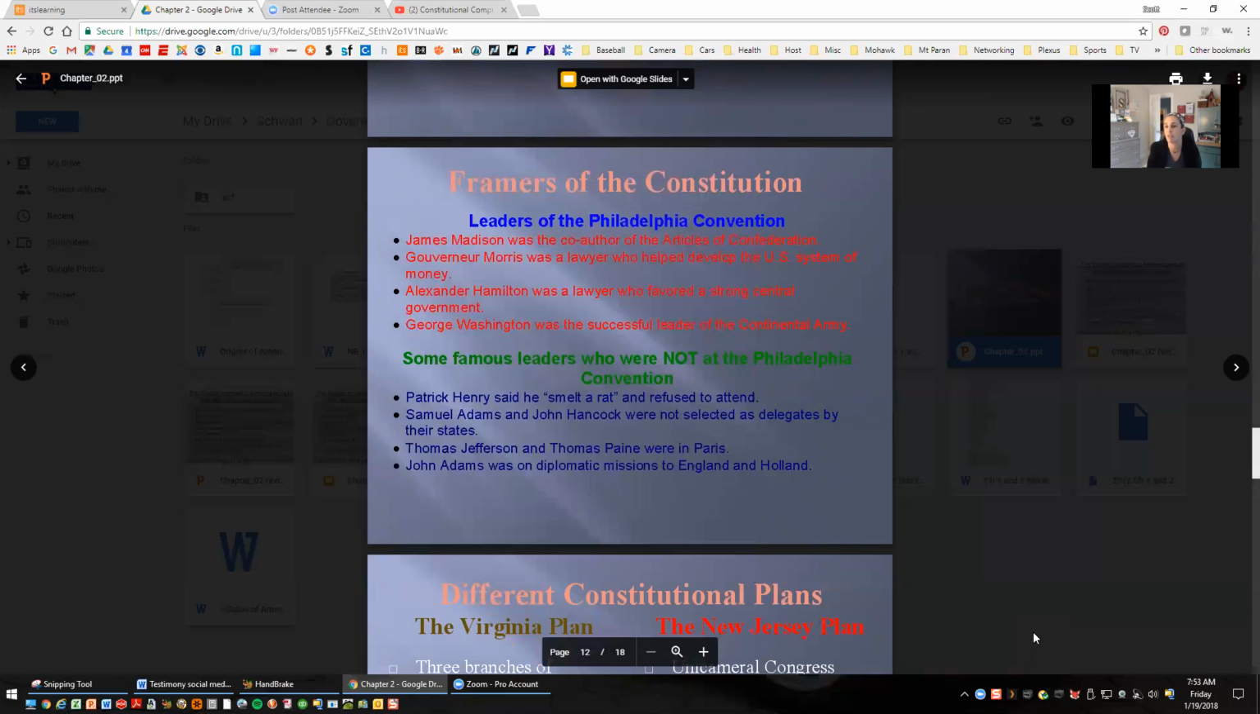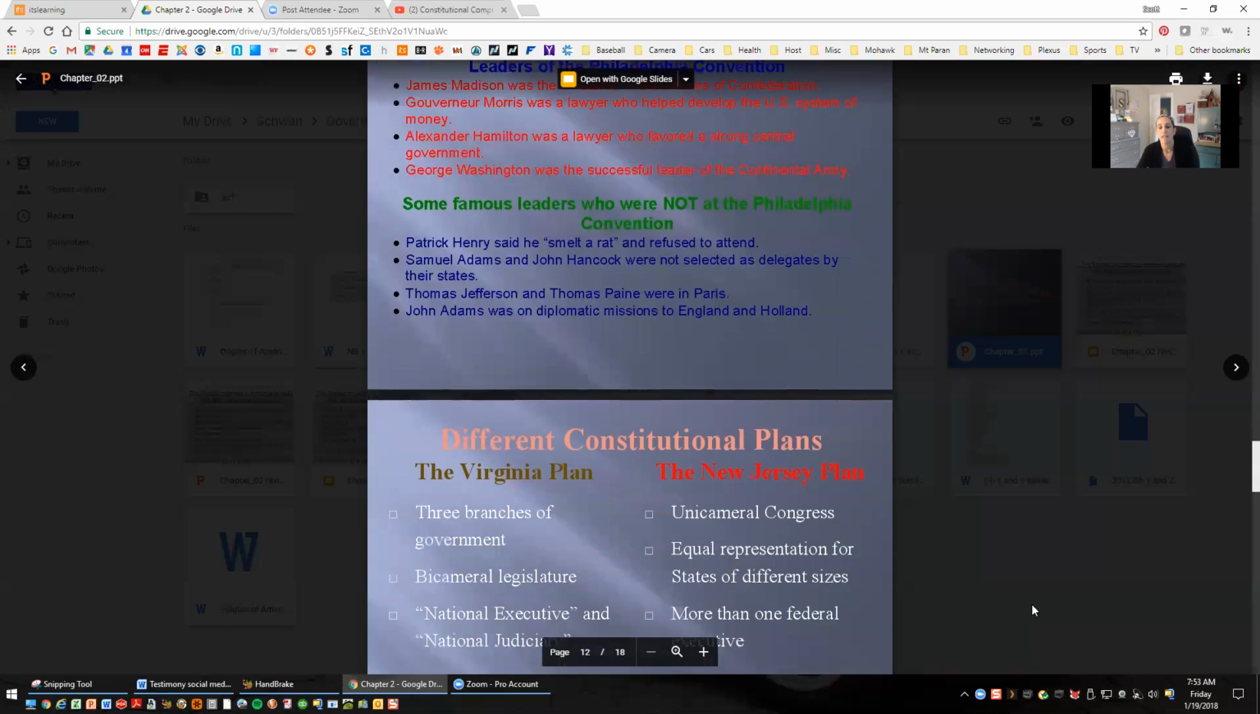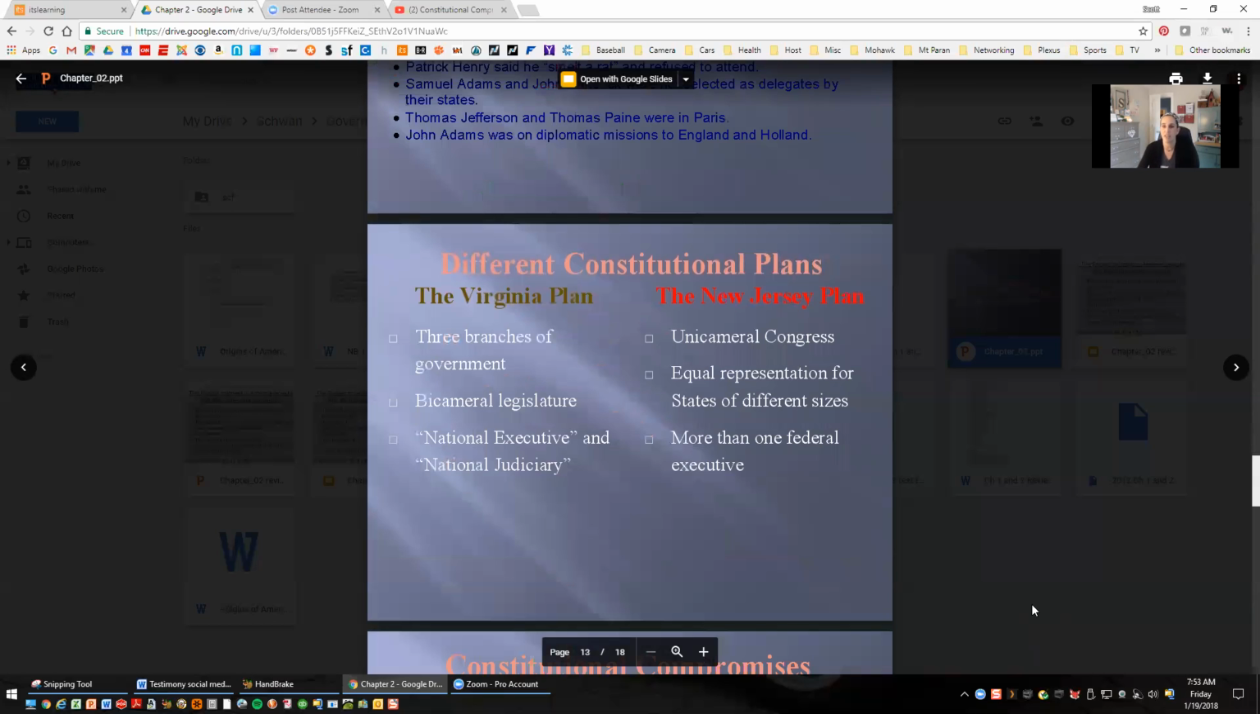Patrick Henry said he smelt a rat and refused to attend. Samuel Adams and John Hancock were actually not selected as delegates by their states. Thomas Jefferson and Thomas Paine were not in the country, and John Adams was also not in the country. And through this discussion, different plans are going to emerge, and the Crash Course video that you are going to watch after this note-taking session is going to talk about these different plans in detail.